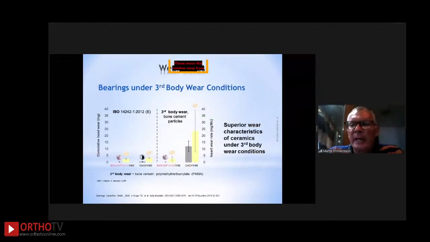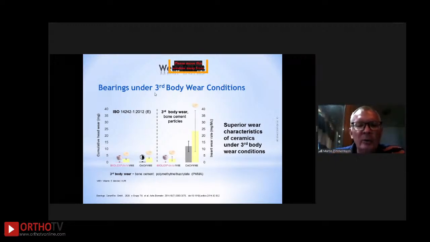So we have to understand a bit better the role of the particulates. If you look now at this presentation of in vitro studies based on modern material used for total hip arthroplasty, you can see on the left-hand side the standard ISO in vitro testing up to 5 million cycles. There's actually no difference if you look at the ceramic or nitrous polyethylene with vitamin E compared to cobalt chrome. But this changes drastically if you add what you call third body wear in order to create a suboptimal situation.